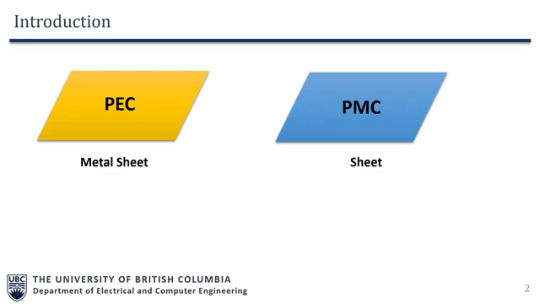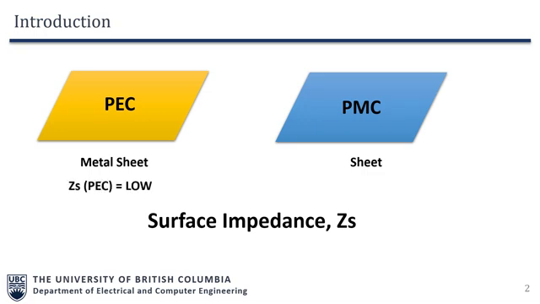We can characterize this property of a surface in terms of a single feature called surface impedance, denoted as ZS. For the metal sheet, we have very low surface impedance, and the PMC has very high surface impedance. Although in nature we don't have a ready-made PMC, we can definitely mimic this behavior in terms of our own custom design. And we will see in the later part of this presentation how we can mimic this property by using different mechanisms.